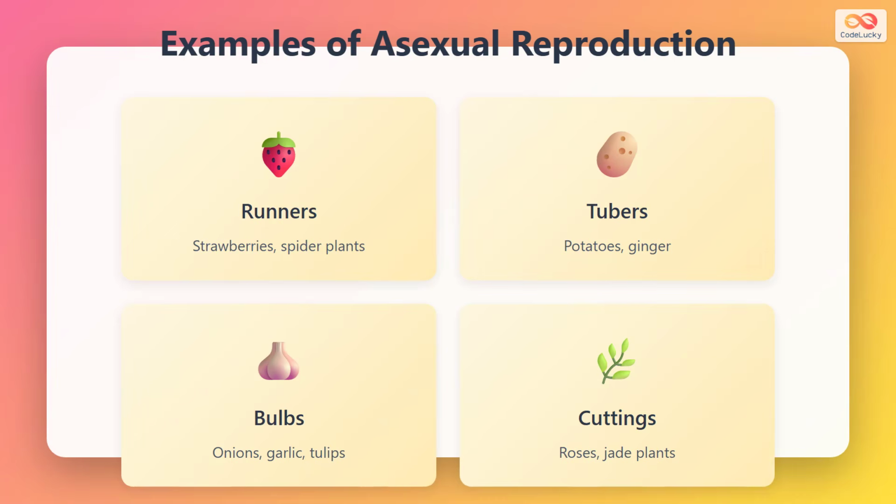You have probably encountered plants that reproduce asexually. Strawberries and spider plants use runners to spread. Potatoes and ginger grow from tubers, which is why you can plant a potato piece and grow a new plant. Onions, garlic, and tulips reproduce through bulbs. Roses and jade plants can grow from cuttings, which is a common technique used by gardeners. These examples show how widespread asexual reproduction is in the plant kingdom.